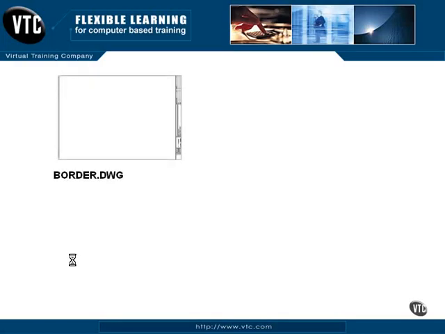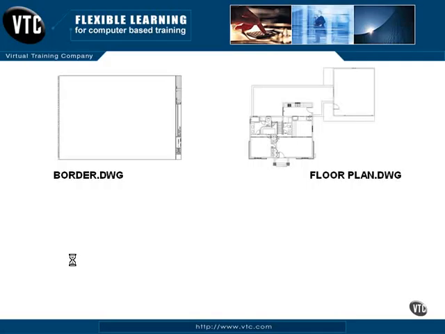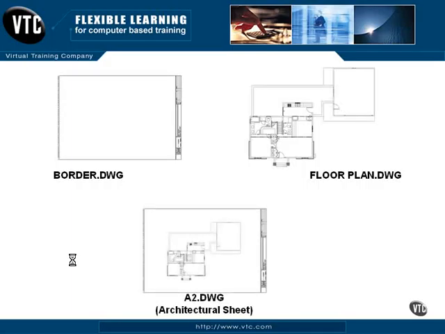I will take my border drawing, that is one drawing file. I will then take my floor plan or elevation or section, whatever the case may be, which is my second file. Then I will be combining the images of these two files to create my architectural sheet, in this example a2.dwg. I will be doing that by externally referencing the floor plan to model space of the A2 drawing file.